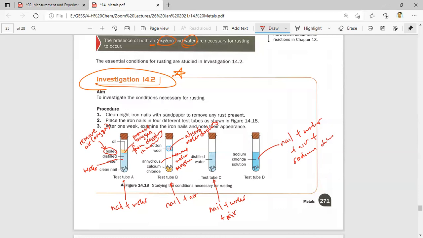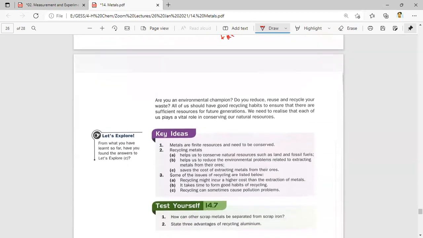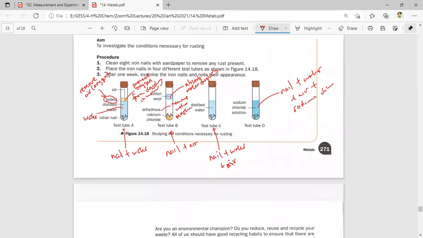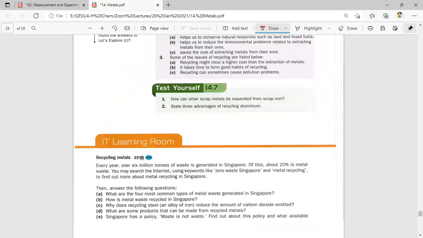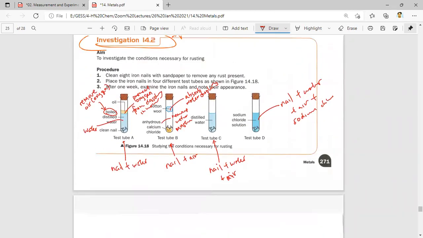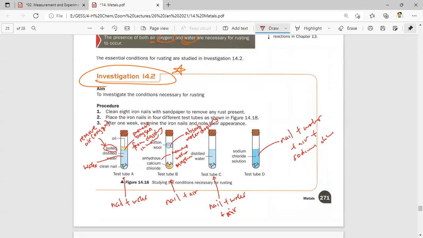So if you were to look at the results of this investigation, oh sorry, they never tell you. I thought they were. Maybe did they scan it? Oh no, I've got pages missing. Okay, never mind. I realized I forgot to scan the pages.